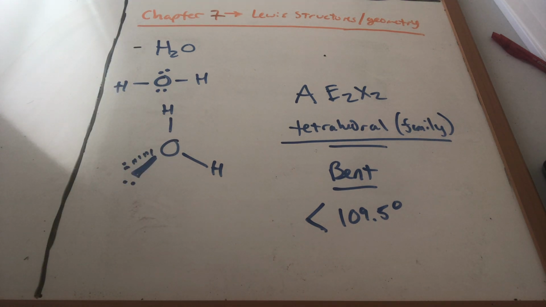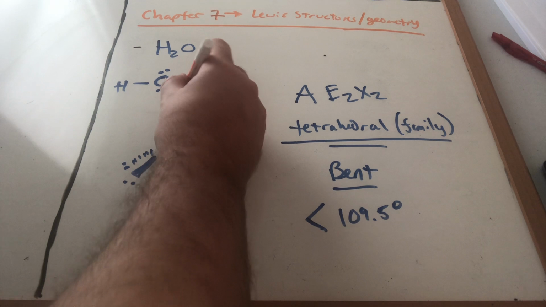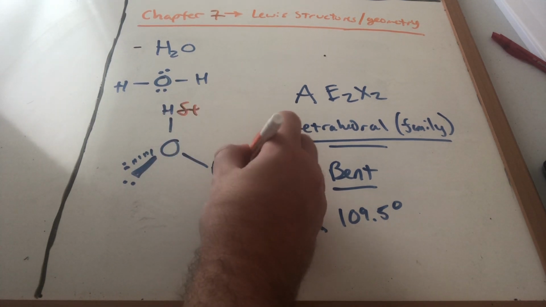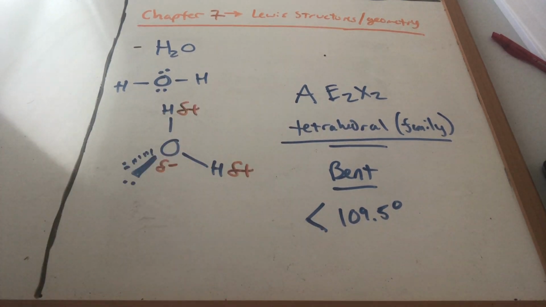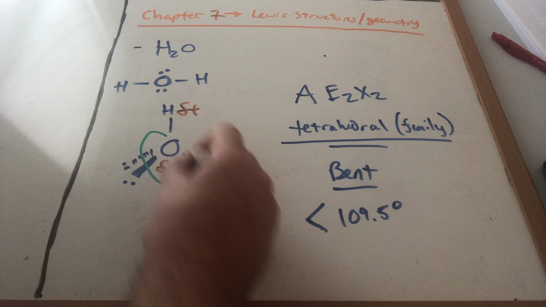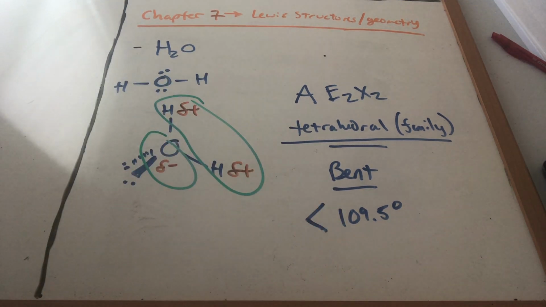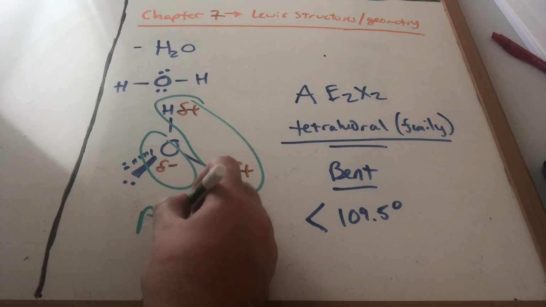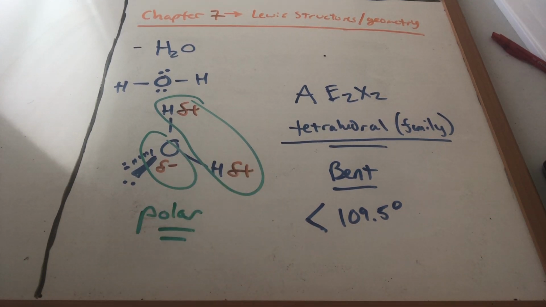Less than 109.5. What about polarity? Partial positive, partial positive, partial negative. Don't look at lone pairs, look at opposite ends of the atoms making up the molecule. This oxygen is negative. The opposite side are these H's that are positive. Is water polar? Yep, but you probably already knew that, but now we can come up with that ourselves. So this process repeats through that table. Hopefully you're seeing the pattern here.